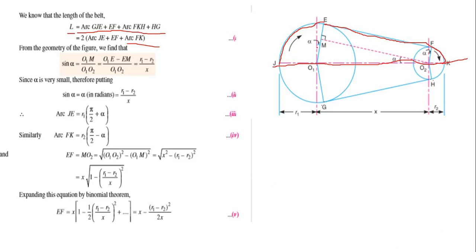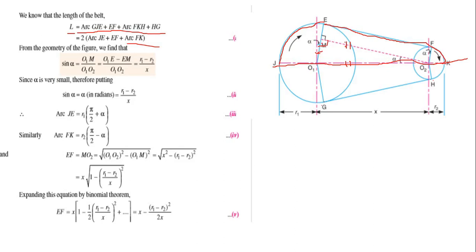That is the alpha, and this is the 90 degree. So this becomes the base, this is the hypotenuse and this is the perpendicular. So sin alpha is equal to P by H. Now P is O1M, we can see here, this is the perpendicular, and H is O1O2.